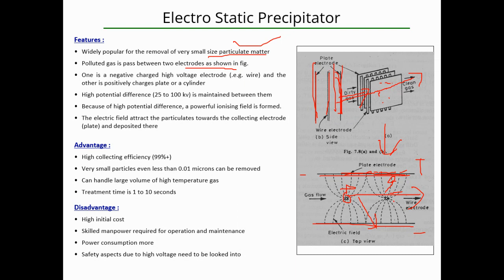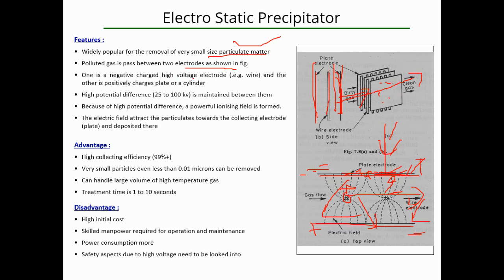Here, after some time, like in the bag filter where there is a stream of jet or some mechanical shaking, here you just have to change the potential. If the plate is positively charged, just change it to negative potential for 1 or 2 seconds, and if it is negative, change it to positive. Alternately, you have to change the potential of the plate. That's why the dust attached here falls into the hopper.